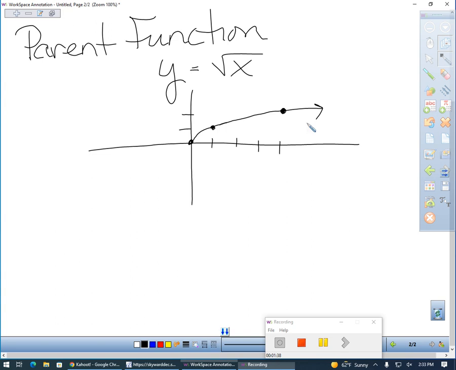Now, what we're going to do today is take this graph and we're going to move it right. We're going to move it left. We're going to move it up. We're going to move it down. We're going to stretch it. We're going to compress it. And we're going to flip it.